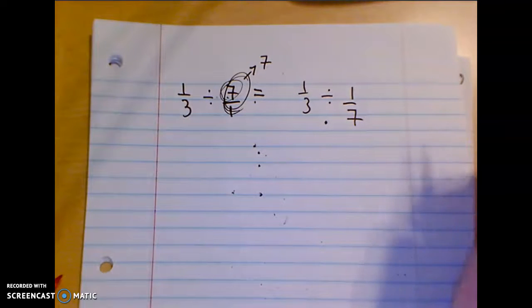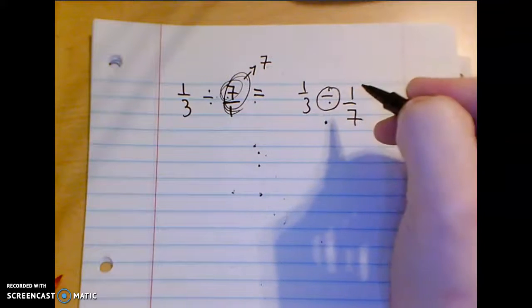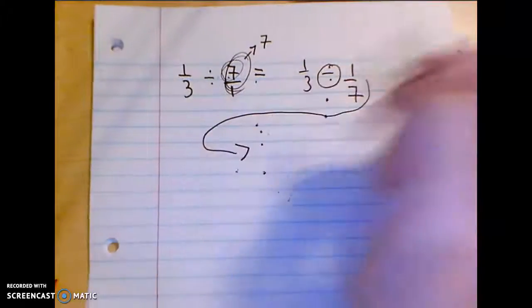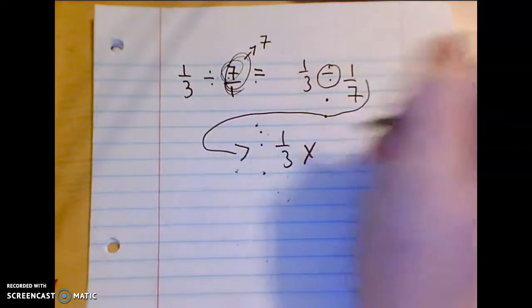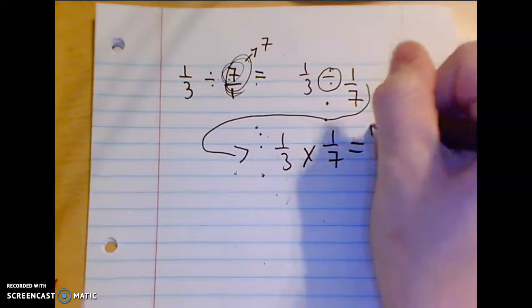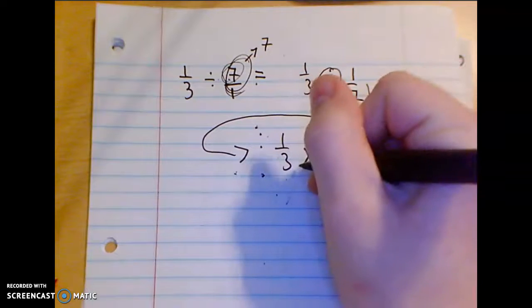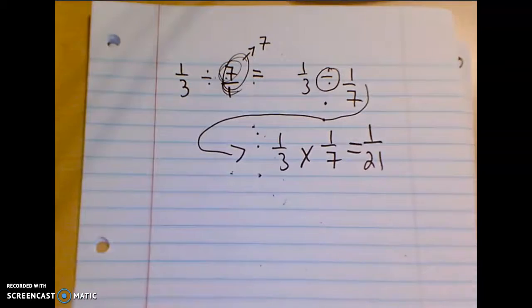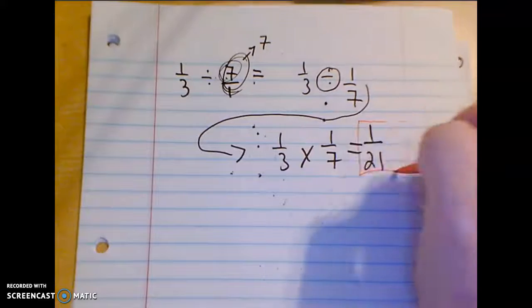My second step, change the division to what? Multiplication. So that means 1/3 times 1/7. 1 times 1 is, good, 1. 7 times 3 is 21. And that is your answer.